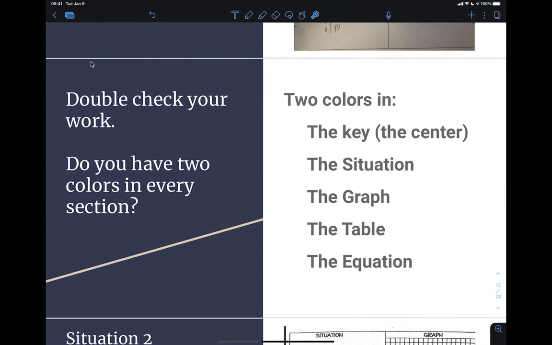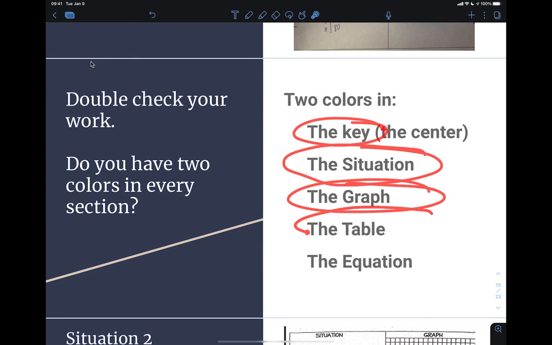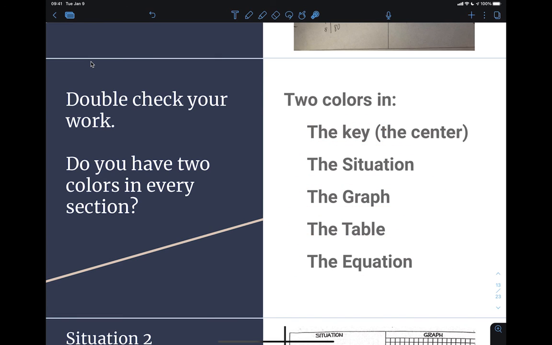Right now, I want you to double check your work. You should have 2 colors in the key, the situation, the graph, the table, and the equation. Please make sure you have 2 colors now in all of these sections. Sweet.